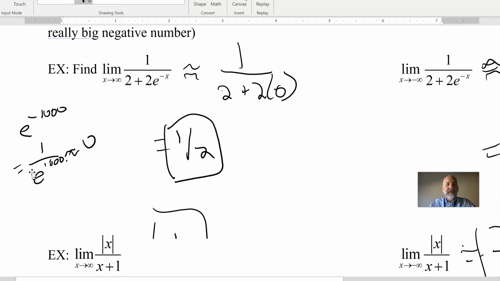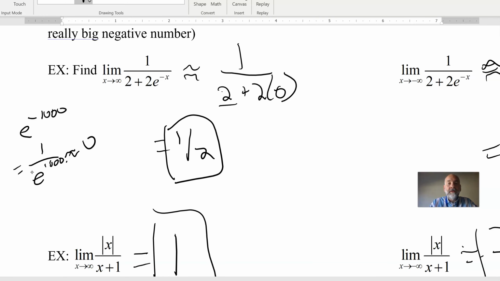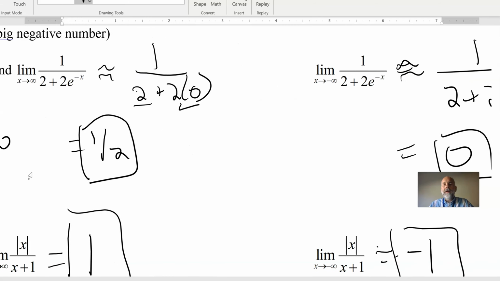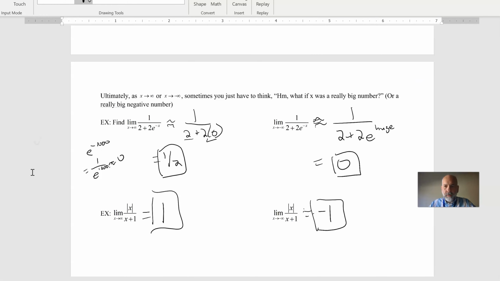But you still have the 2 that's sitting here. That doesn't go away. That's not adding to 0 or anything. So the answer would be 1/2. This part here goes to 0. Okay, that was that. I won't have to write too much more.